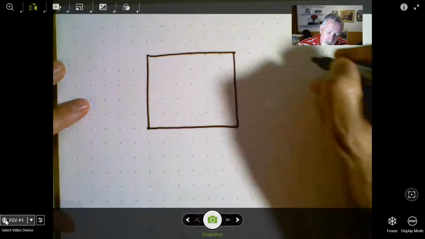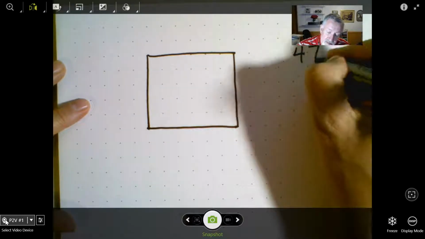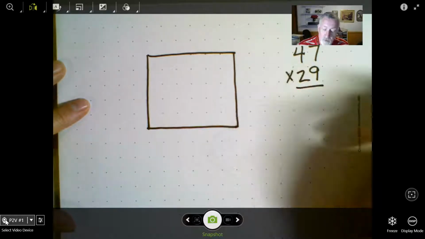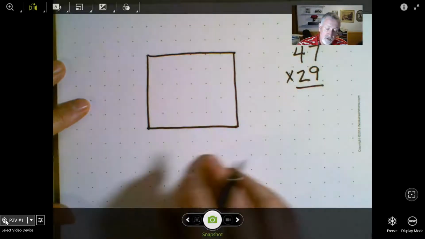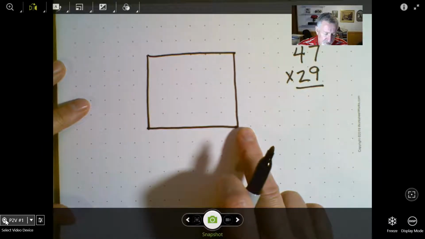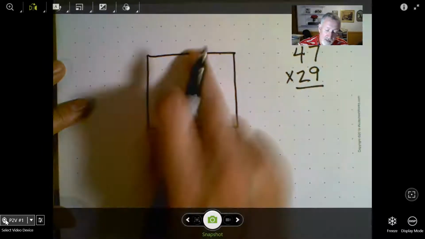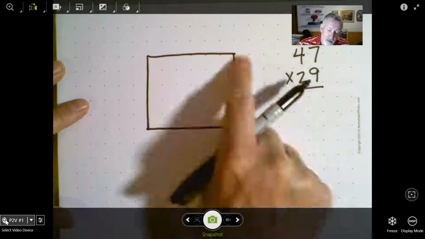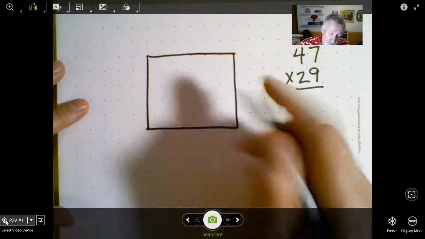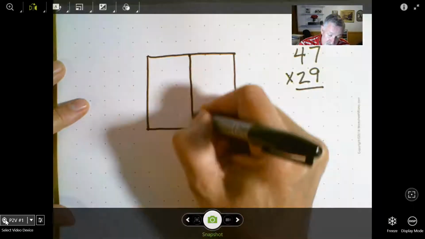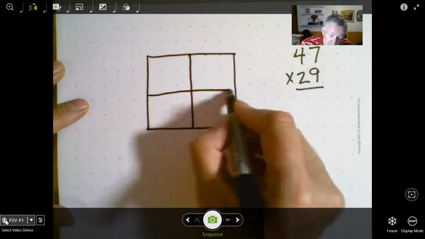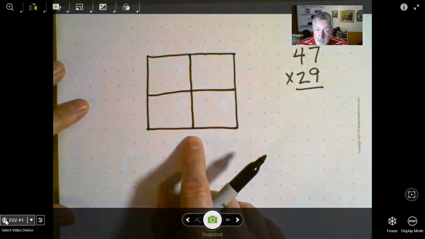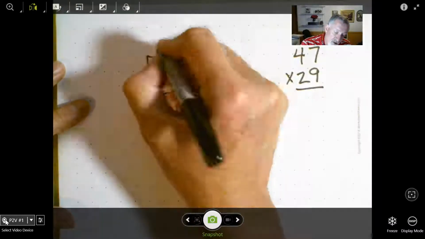So let's take a problem like 47 times 29, okay? And we want to solve that. Now in the lattice, you put the numbers here, I believe it is, and then you draw your diagonals, okay? What I'm going to do is I'm going to put my, let's take the 47 and put it on top, okay? And I'm just going to divide this in half both ways. Okay, so already that's all the drawing I have to do, no diagonals.